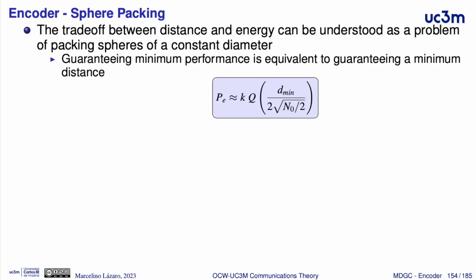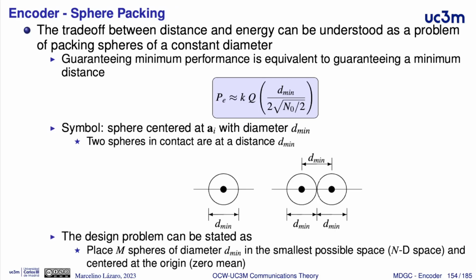A good trade-off can be obtained with the sphere packing technique, which is the optimal design technique for an encoder. Basically, the idea is to guarantee a minimum distance, because the minimum distance will determine a minimum performance. And to do this, symbols will be modeled as a sphere whose center is the symbol and the diameter is the minimum distance. With this model, if we have two spheres in contact, they are at minimum distance.